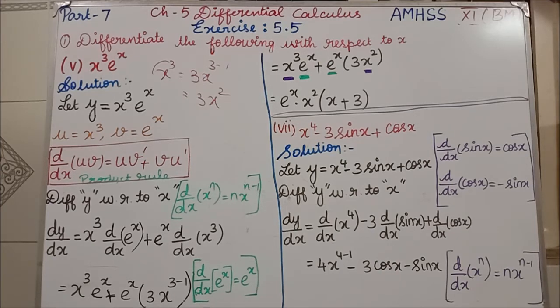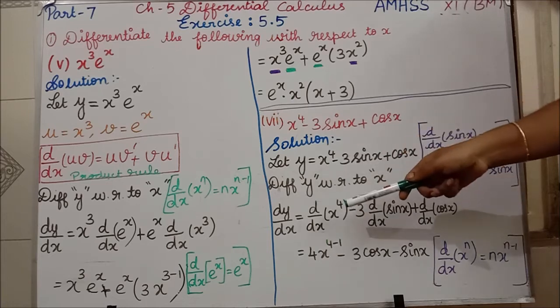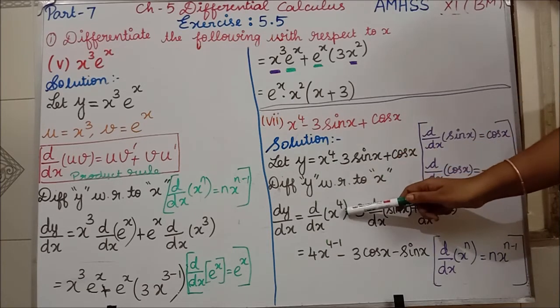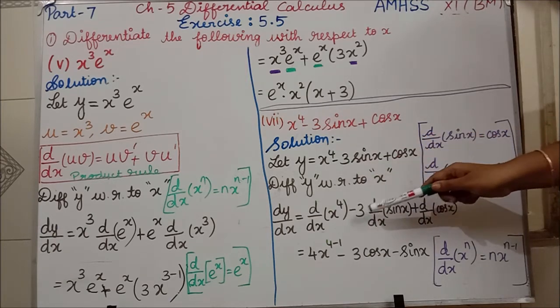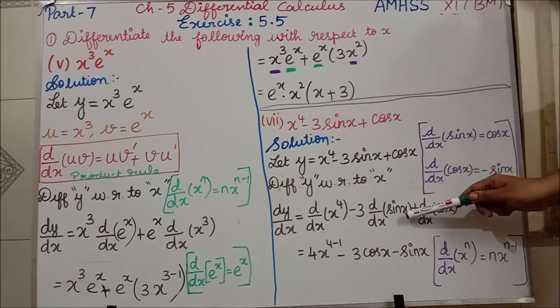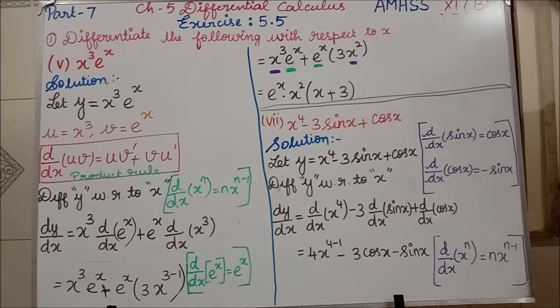Next we will see the seventh question. x power 4 minus 3 sin x plus cos x. That is our question. First step, what do we have to do? We have to consider the given question as y. So next step, differentiating y with respect to x. So dy by dx is equal to d by dx of x power 4. First we are going to differentiate, then minus 3, this 3 is a constant, so we write 3 as such. d by dx of sin x we are going to differentiate, plus d by dx of cos x.